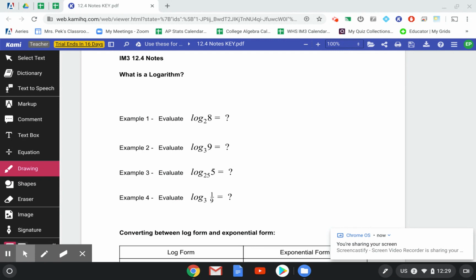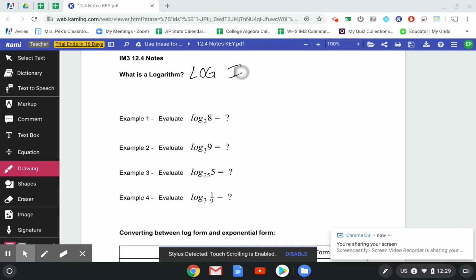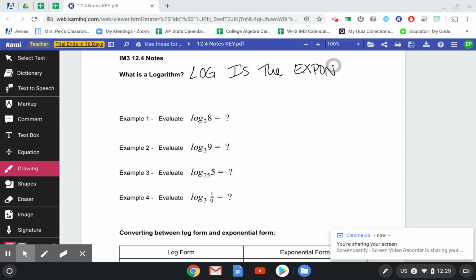The easiest way that you can think about this is a log is the exponent. Repeat that to yourselves a few times. The log is the exponent. If you can really get that in your head, that when we're asking you to find or evaluate a log, we're asking you to find the exponent, then logs make a whole lot more sense.